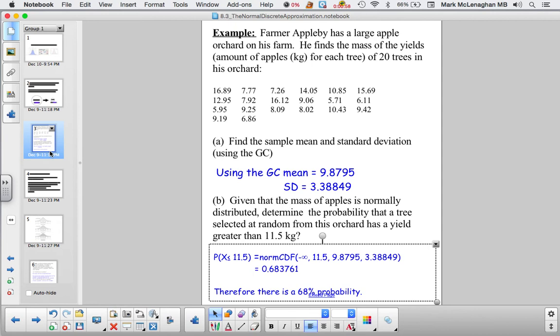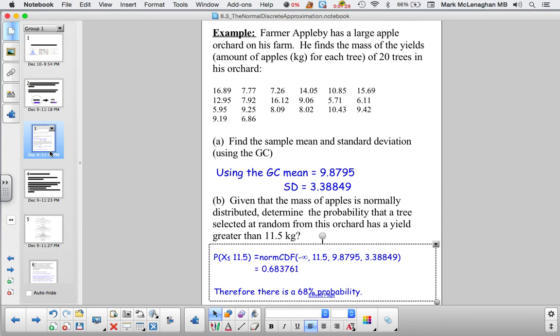For example, farmer Appleby has a large apple orchard on his farm. He finds the mass of the yield of apples in kilograms for each of 20 trees in his orchard. There they are. Use a little magic, and there's the mean and standard deviation. So the mean is 9.8, and the standard deviation is 3.3. Given the mass of the apples is normally distributed, determine the probability that a tree selected at random from the orchard has a yield greater than 11.5 kilograms.